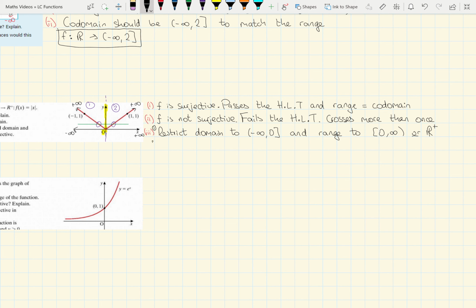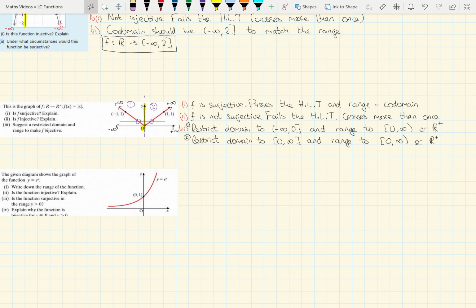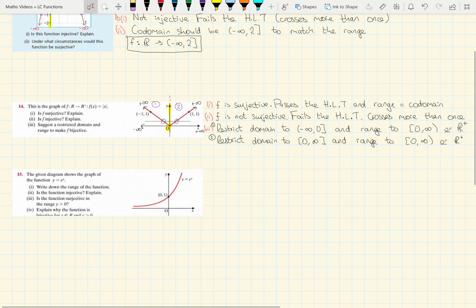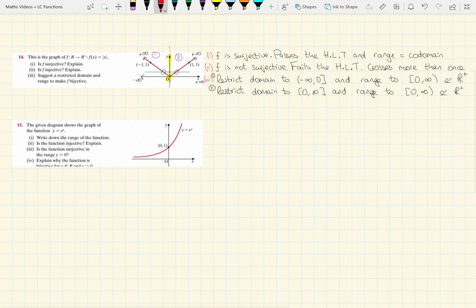That was option 1, and option 2 then we could restrict our domain to 0, plus infinity, and our range will again give us positive outputs. So what will happen there is it'll ensure our codomain and our range are equal. It's going to pass our test for injectivity. It'll only intersect once, and therefore f would be bijective. Okay, that's 14 done, and now we come down to 15.